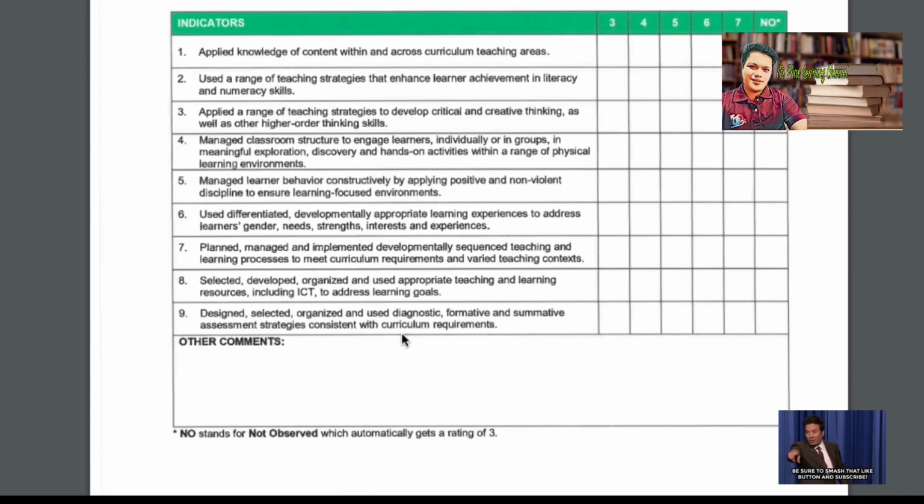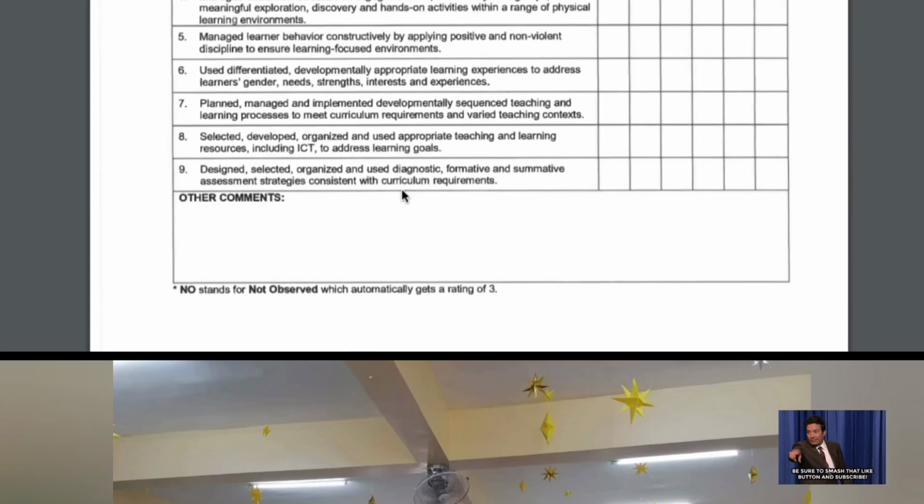8: select, develop, organize, and use appropriate teaching and learning resources, including ICT, to address learning goals. And 9: design, select, organize, and use diagnostic, formative, and summative assessment strategies consistent with curriculum requirements. Signature over the printed name of the observer and signature over the printed name of the teacher.